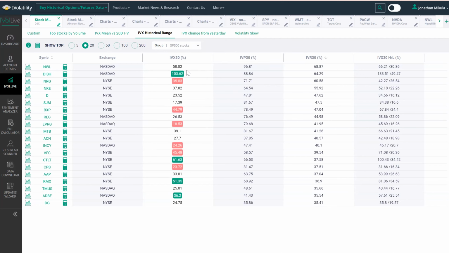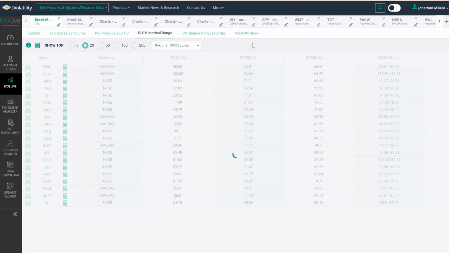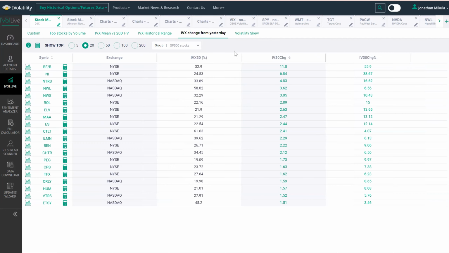And then here we have IVX change from yesterday. This is also interesting because when I'm looking at charts, I'll see these spikes in day over day implied volatility. And what this column does is it quantifies that for me. So here you could see it puts it all in numbers. It's showing where within the S&P 500 we're seeing the most action, day over day.